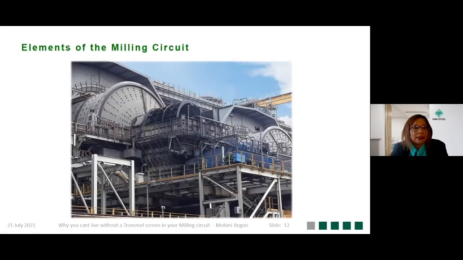Okay, ladies and gentlemen, coming back to what this webinar is about, we're going to look at the elements of the milling circuit. So we're not talking about self-driven trommels here. We're talking about SAG mills and ball mills in a milling circuit. The picture depicted on the screen is of a copper mine in Zambia, where Multotec supplied a Multotec trommel attached to a SAG mill. In this presentation, we're going to look at the mill, the trommel and the pebble crusher belts.